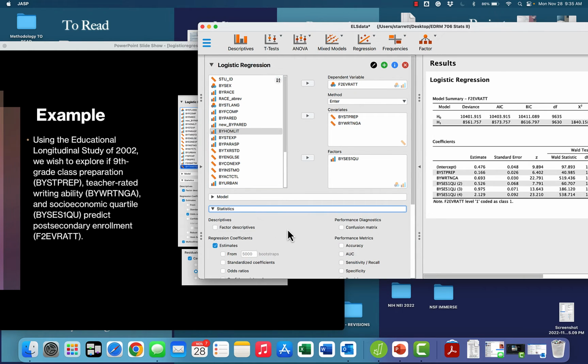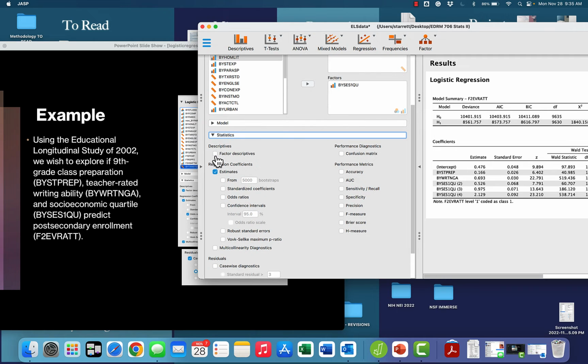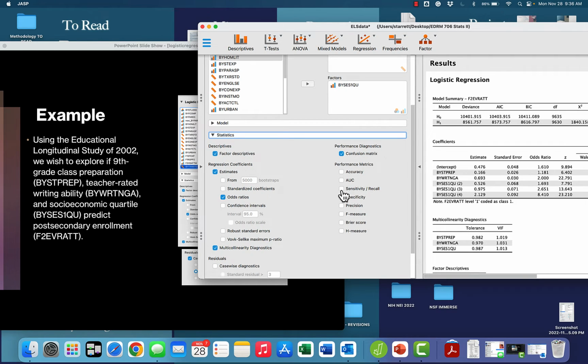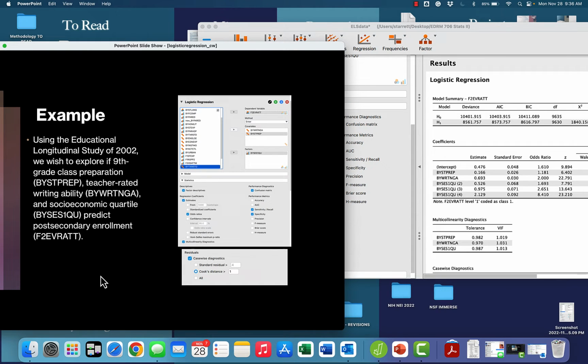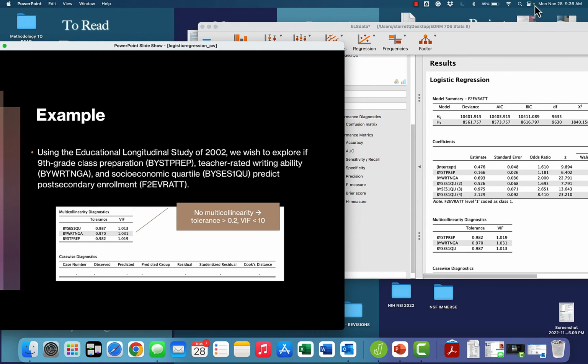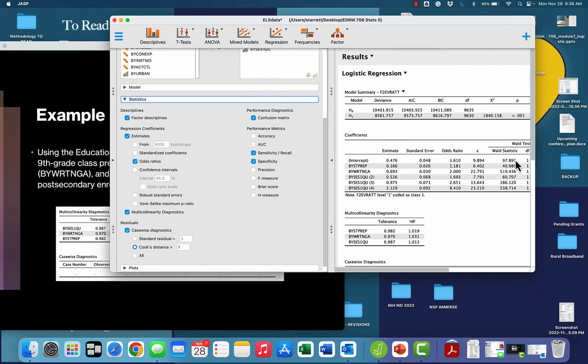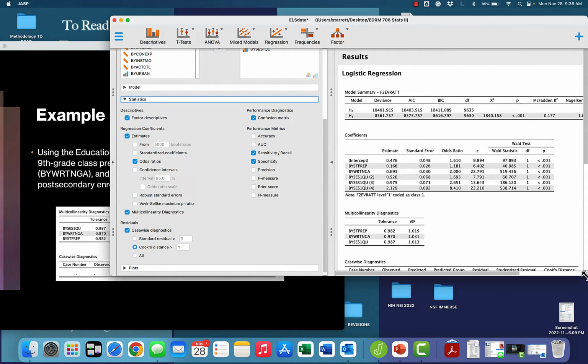And we want to go under statistics. Let's check factor descriptives, odds ratios. Let's do multicollinearity diagnostics, confusion matrix, sensitivity, specificity. And let's also do our case-wise diagnostics, but let's change to Cook's distance greater than 1. All right, so let's start with our assumptions, and I'm going to make this just a wee tad bigger.